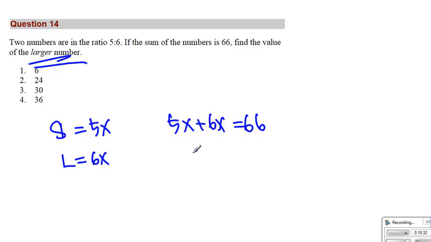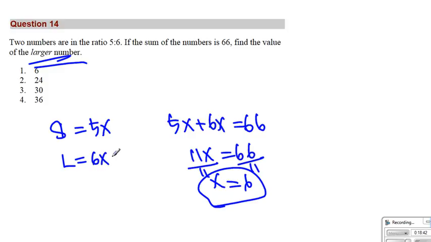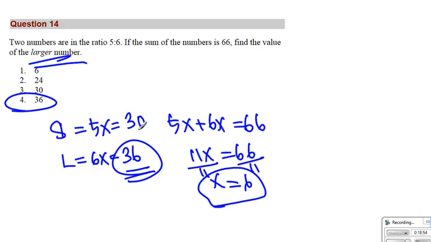Here we have 11x is equal to 66, where then x, when you divide by 11, x has to be equal to 6. Now, then here we have 5 times 6 becomes 30. 6 times 6 becomes 36. Therefore, our answer becomes 36, right over here.